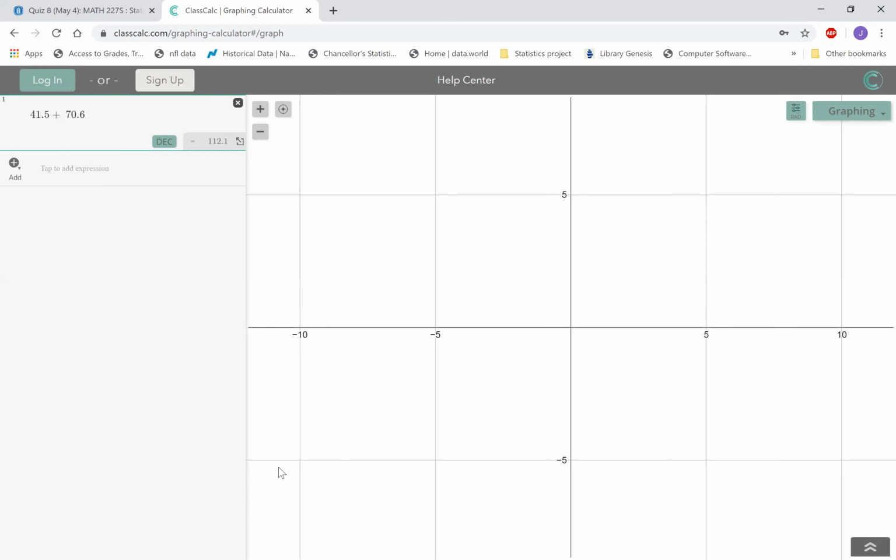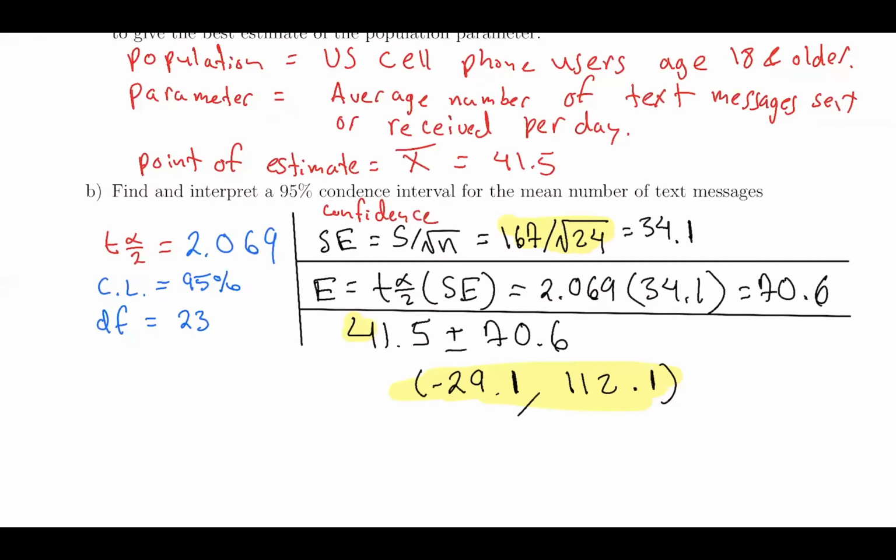So let me switch over to my notes, so that way you can see how I wrote down the confidence interval. If you look at it, I get negative 29.1 all the way to 112.1. And that's your confidence interval. All right. Any question on how I found those two numbers?